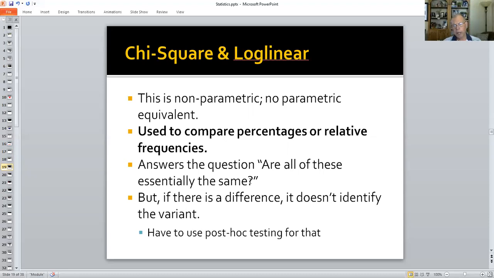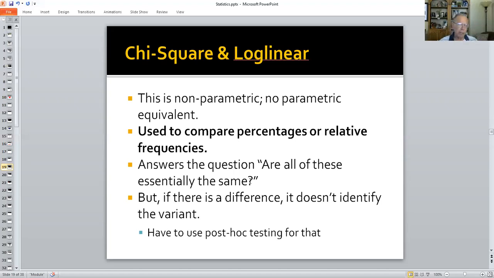What chi-square does, it asks the question, is the frequency of groups the same? Are they essentially the same? In other words, is the frequency of men and women in terms of political party membership the same? If there's a difference, is it a statistically significant difference?